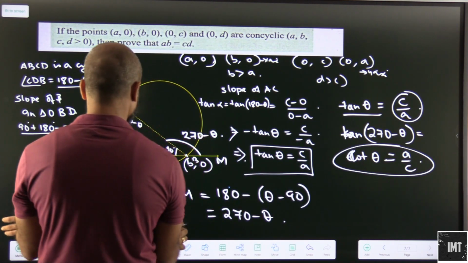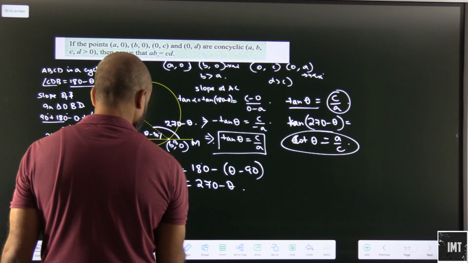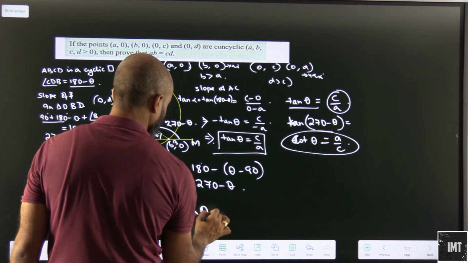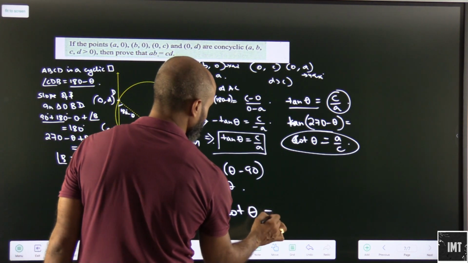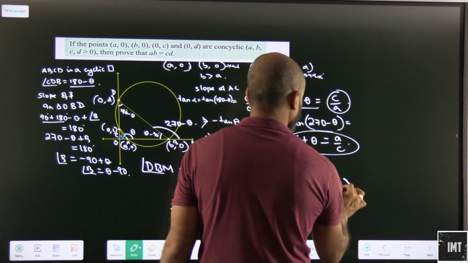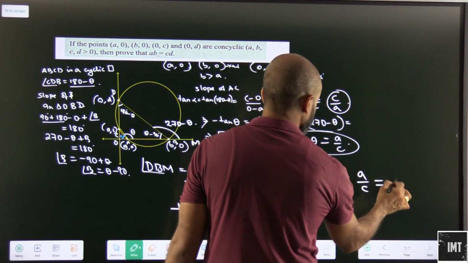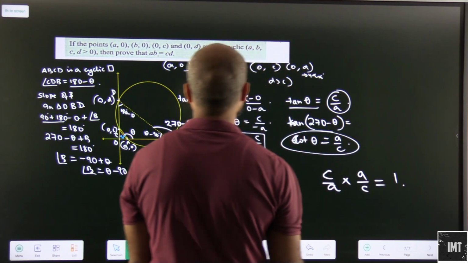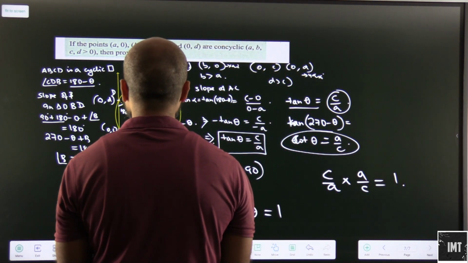So now we have the value of tan theta and cot theta both. We know that tan theta into cot theta is equal to 1, which means tan theta has a value of C by A and cot theta has a value of A by C. This is equal to 1. Are we on the right track? No, I don't think so.